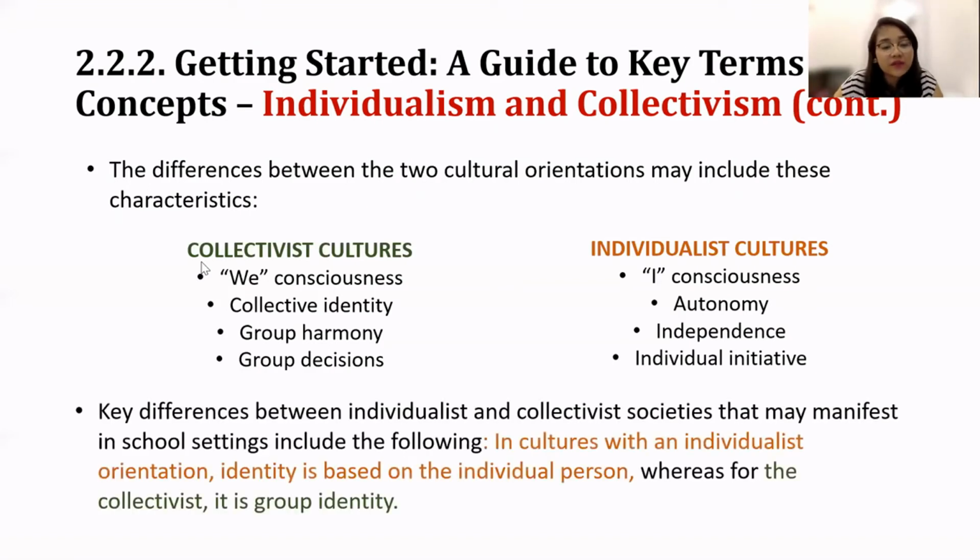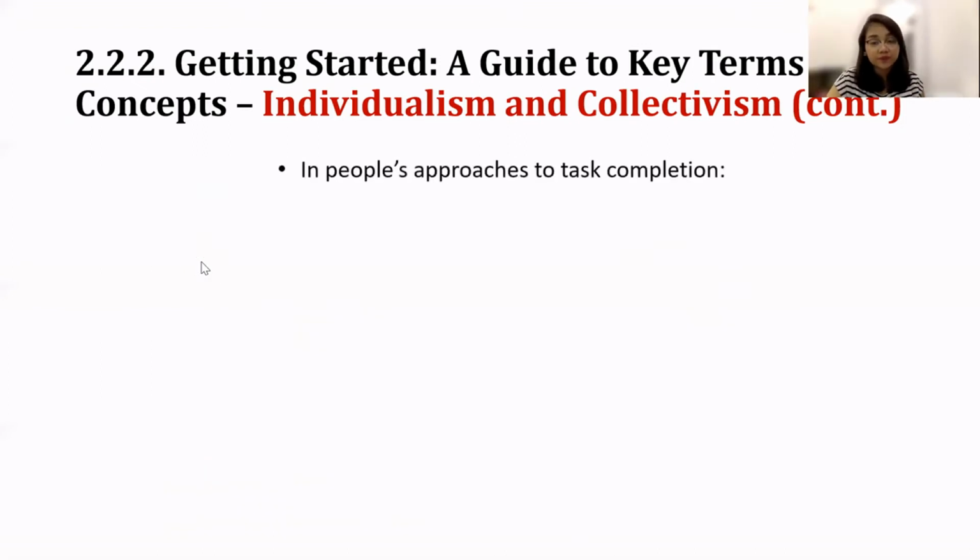Key differences between individualist and collectivist societies that may manifest in school settings include the following. So we have seen the differences between individualism and collectivism, and how they manifest in the academic setting. In cultures with an individualist orientation, identity is based on the individual person, whereas for the collectivist, it is group identity. Let's see further explanation. Now let's see from the context of completing a task.